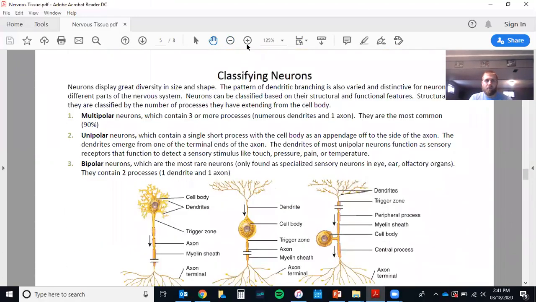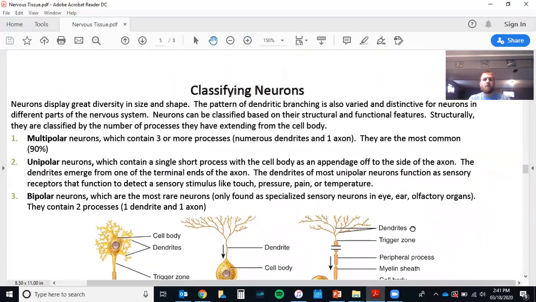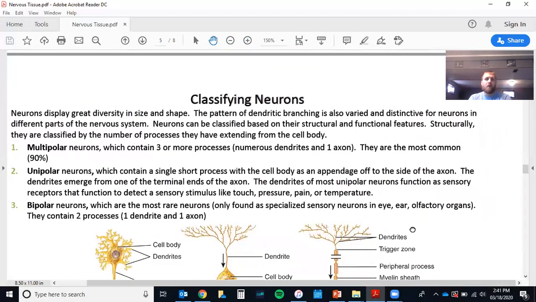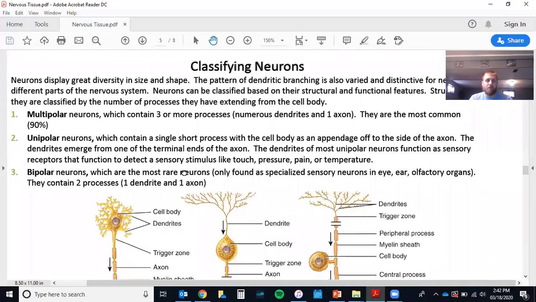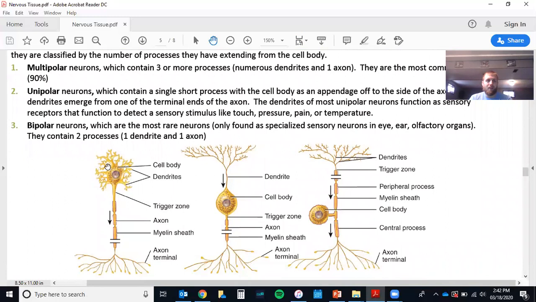All right, let's talk about the ways to classify neurons. There's two major ways to classify neurons. We'll talk here first about the structural classification, which is based on, well, obviously structure. There's great diversity as far as neurons go, in size and shape, especially when it comes to the way that the nerve fibers, those extensions, especially the dendrites, branch off of the cell body.